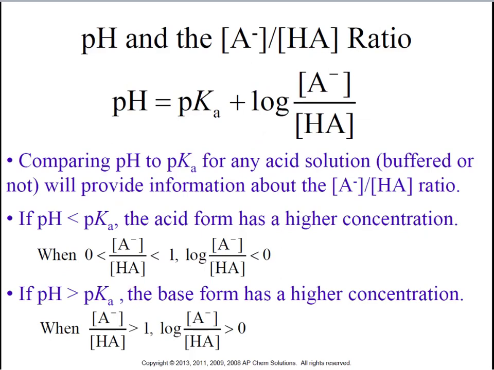So anytime the pH is less than the pKa, that means the acid form is in the higher concentration. So the number on the bottom, that would be the HA, is in the higher concentration. If the pH is greater than the pKa, that means the base form, or the A minus, would be in higher concentration.